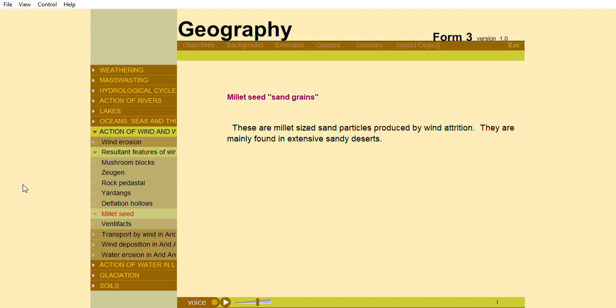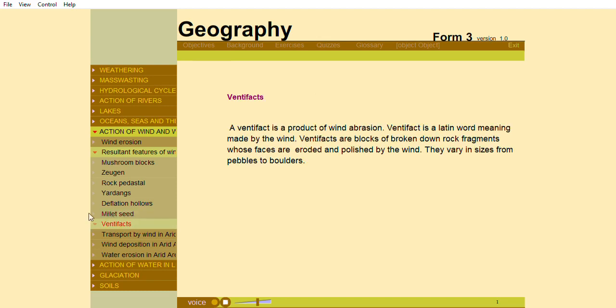Millet seed sand grains. These are millet-sized sand particles produced by wind attrition. They are mainly found in extensive sandy deserts.